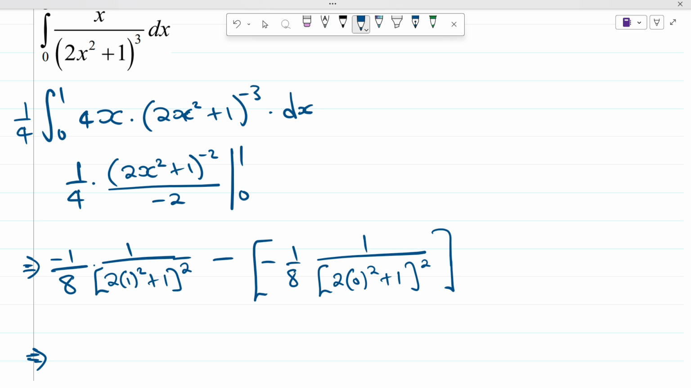So I punch everything there. I find that -1 over 8 multiplied by 2 plus 1 squared, plus 1 over 8 multiplied by 2 into, okay, so it's 2 into 1, okay?